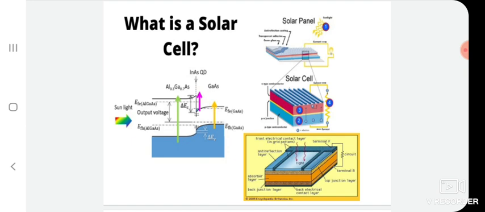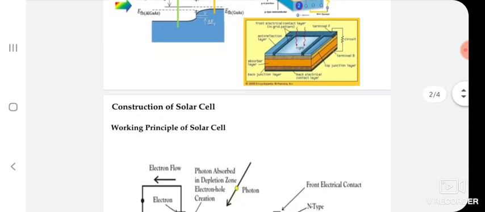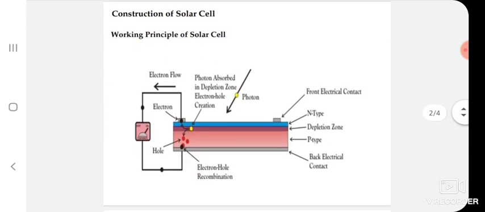How these solar panels or solar cells are constructed, that we have to discuss one by one. First we will discuss its construction, then its working. A solar cell is basically a junction diode, although its construction is a little bit different from a conventional PN junction diode.